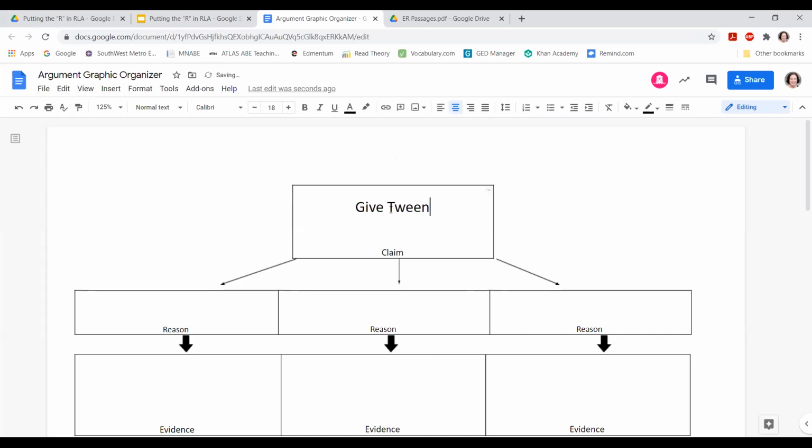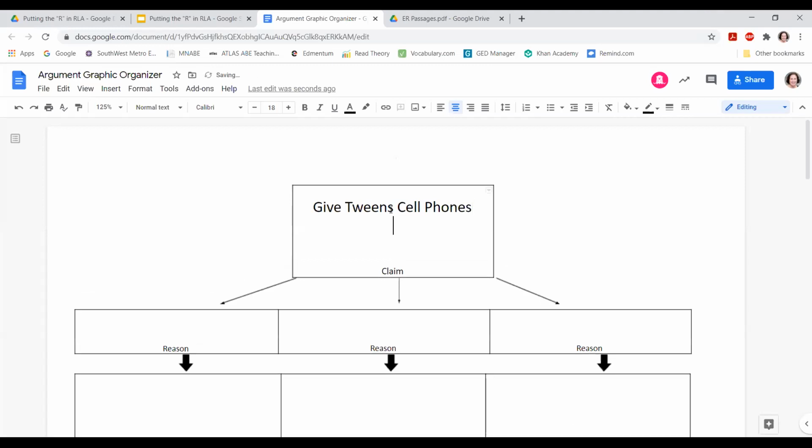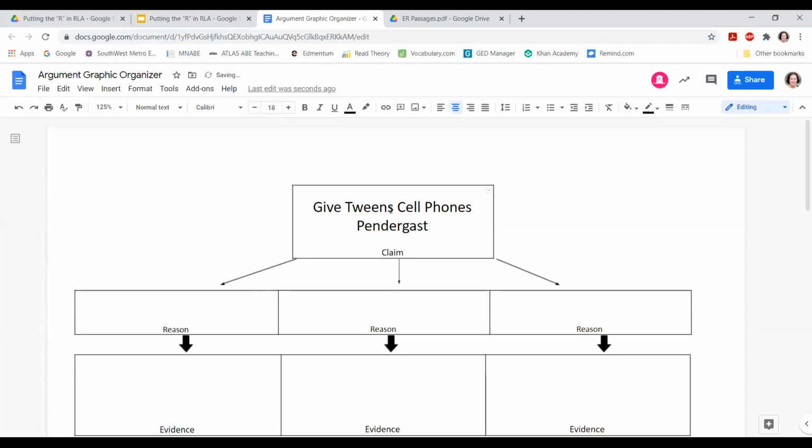I'm going to keep the language pretty simple. Okay, give tweens cell phones. Okay, that kind of captures the claim. It's not a complete sentence, but note-taking shouldn't be complete sentences, especially if it's designed to be used on a timed test. Okay, so we're also working on those skills.